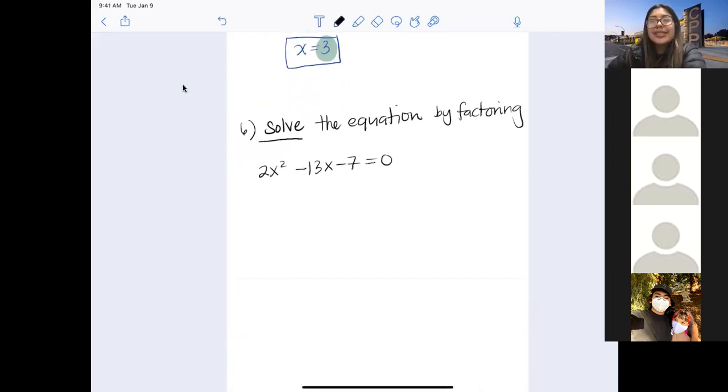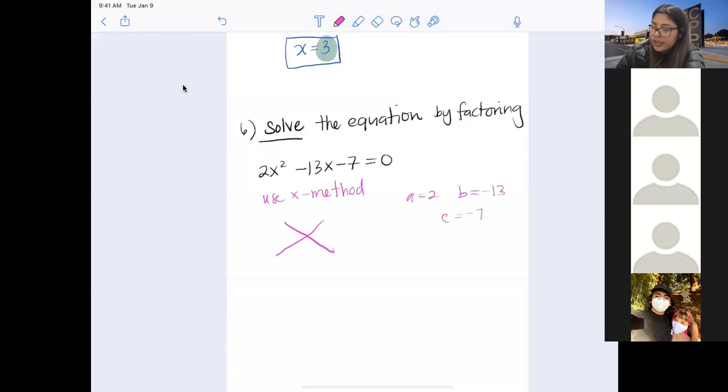The first thing to notice is that this is a quadratic equation, meaning you will have two answers. So the first thing is making sure that the right side is equal to 0. That looks good. Now you use the X method to factor. So you have a equal 2, b is negative 13, and c is negative 7. a times c is negative 14, and b is negative 13. Two numbers that multiply to give me negative 14 but add to negative 13. That's negative 14 and 1.